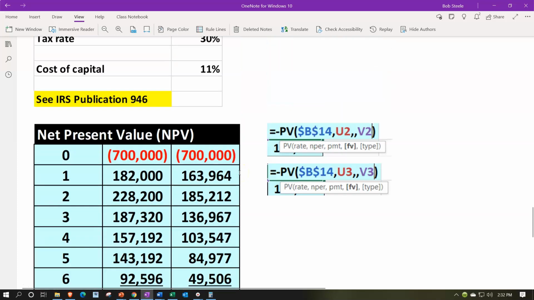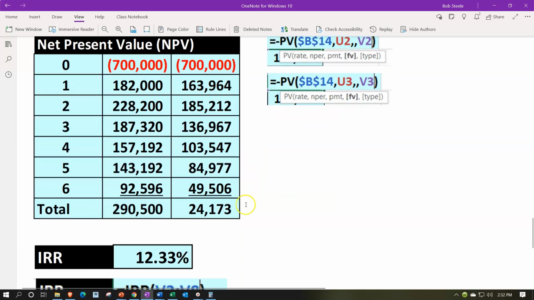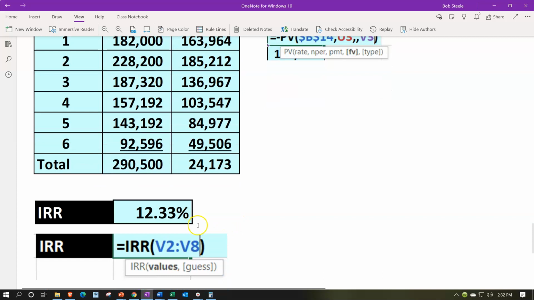So bottom line would be this is above the 11%, therefore something we might pick up because this number is greater than zero. What exactly was the rate of return, or what would the rate of return need to be to make this zero? It would need to be the internal rate of return, the IRR, of the 12.33%.